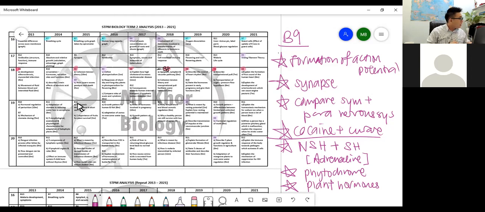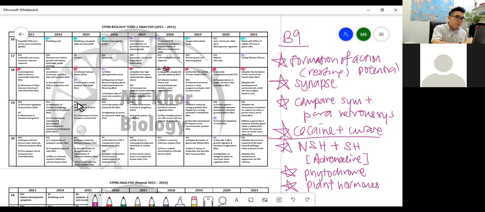Let me double check. You have to know action potential. Resting potential, as you go through resting potential, can read one time, because it will take less than 10 minutes. Action potential, resting potential, synapse, compare sympathetic, parasympathetic, cocaine, and curare. Then the hormones, those 3 things, correct? Okay, so guys, these are the things you should really go through first before the other stuff. In fact, I would suggest you go through all the important things, then only the stuff of lesser importance.